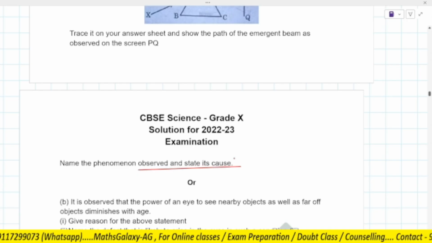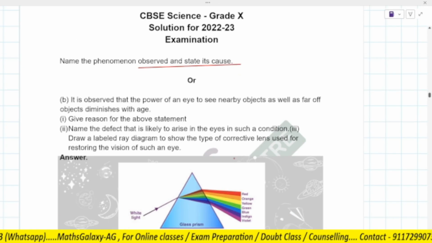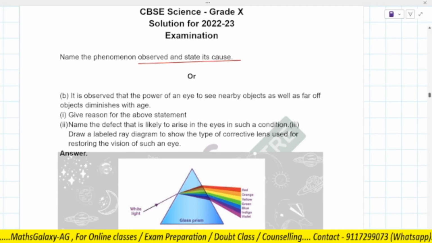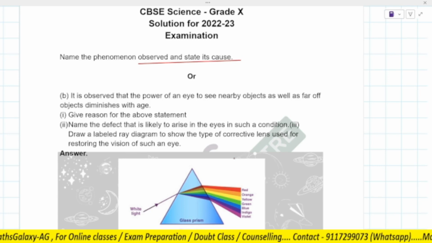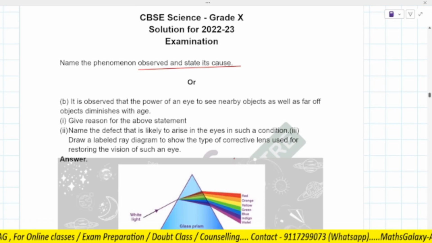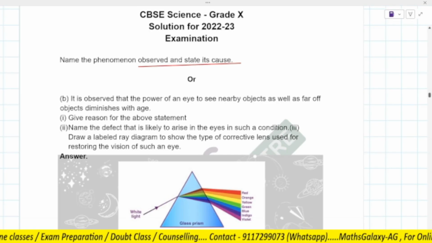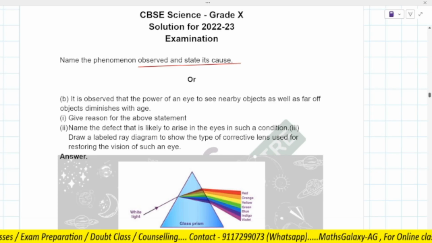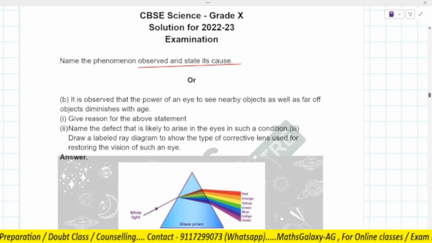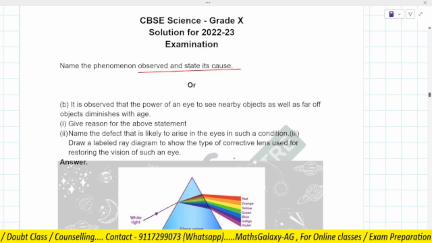So you have to say it. What is the name of the phenomenon here? Dispersion of light through glass prism. Dispersion of light. Very good. And state its cause. It is due to refraction. Very good. Or we can say that the different wavelengths of light, है ना, pass through the glass prism at different speeds, right? Okay.